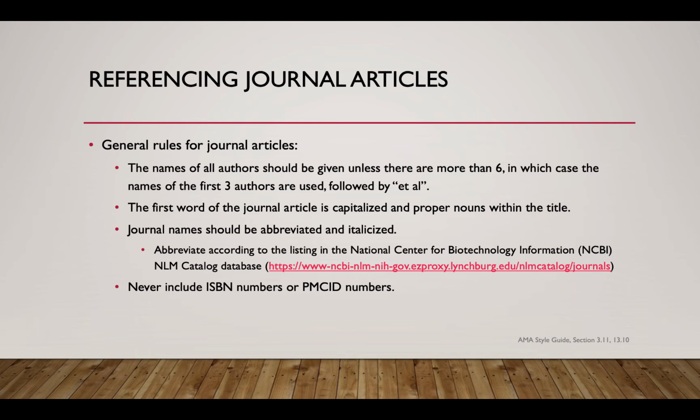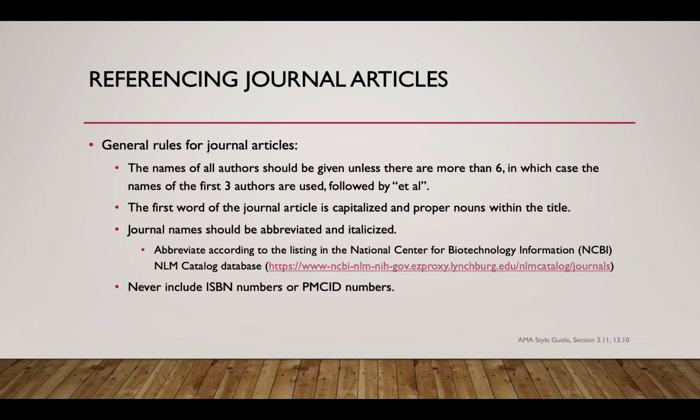So what we don't want to have is this long string of authors' names taking up a bunch of type. So again, if it's over 6 authors, you cut it down, you only list the first 3 authors, and you follow that by et al. One other thing that I see that's a common error is that the first word of the journal article is capitalized, as well as any proper nouns within the title.